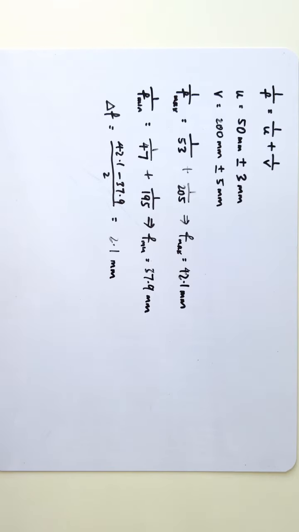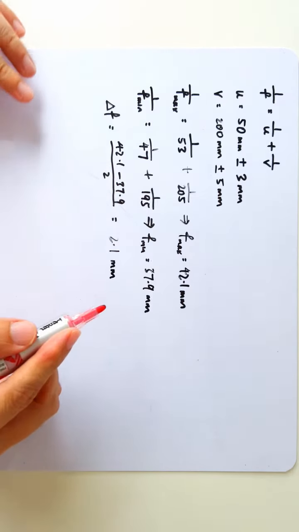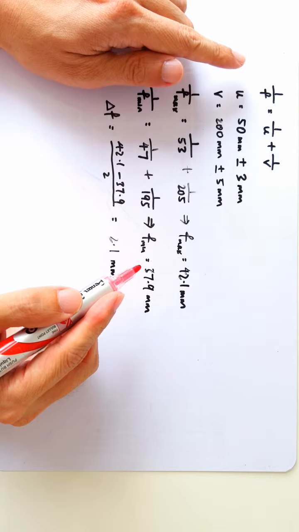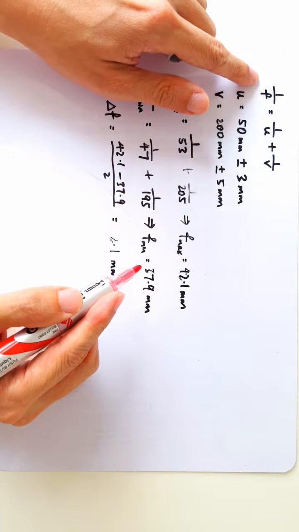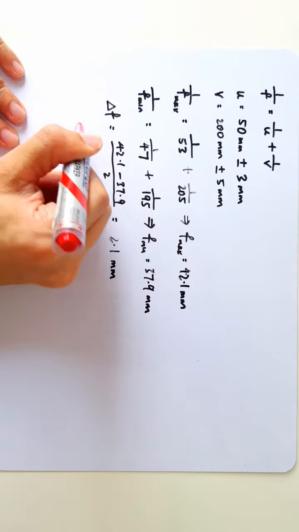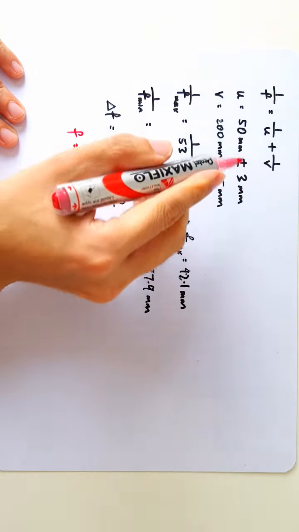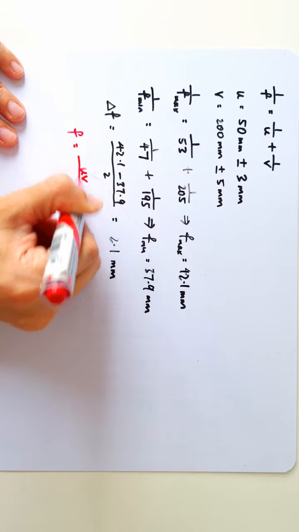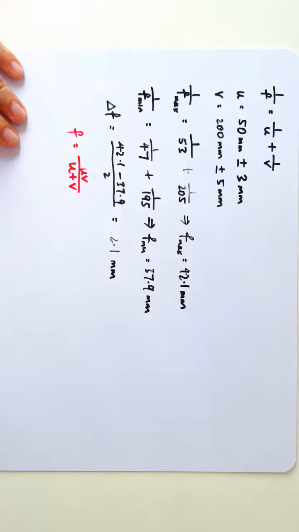Okay, I know that there are many students who actually tried to solve this question the algebraic way and they still end up with the wrong answer. Let me try to think what they do. Okay, they'll first rearrange this equation. They'll make f the subject and they'll end up with uv over u plus v.